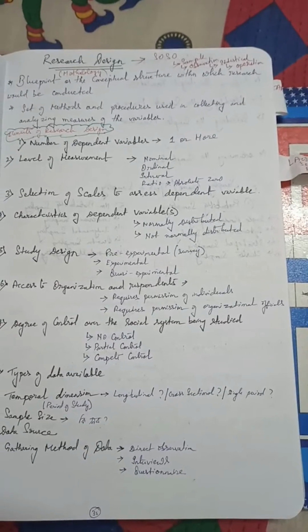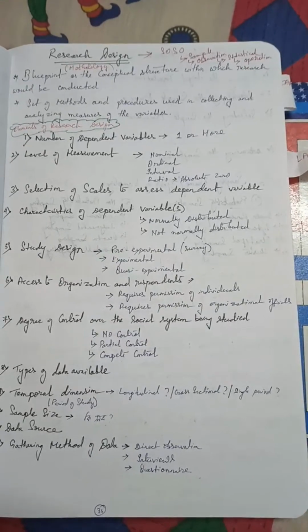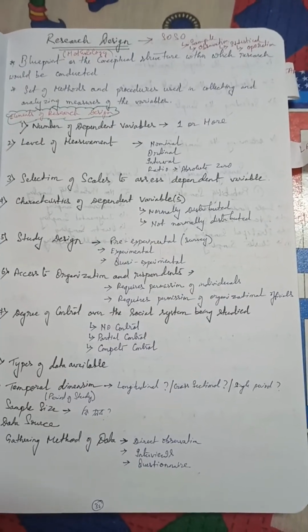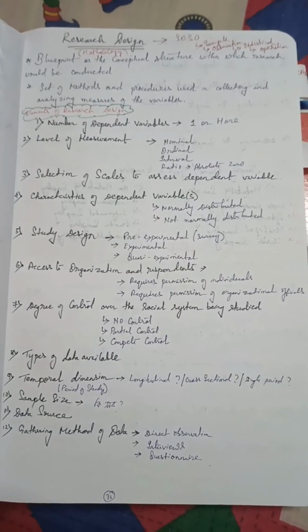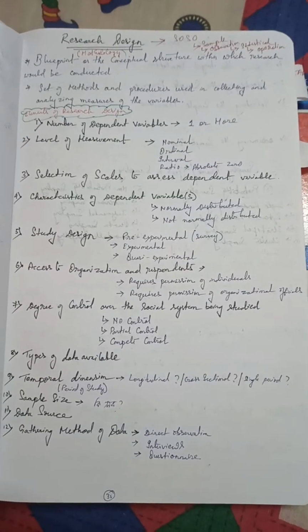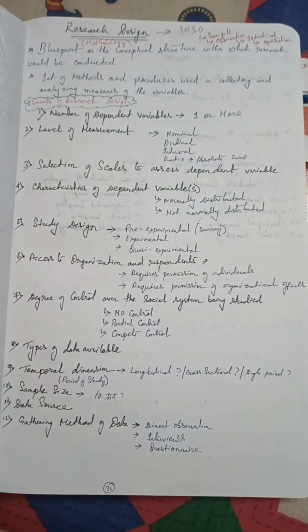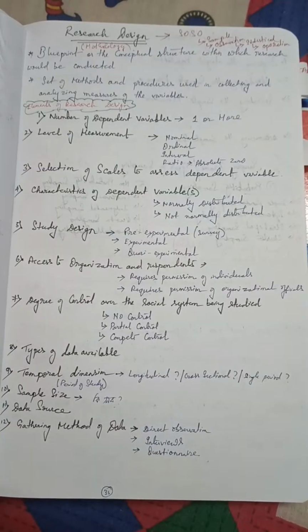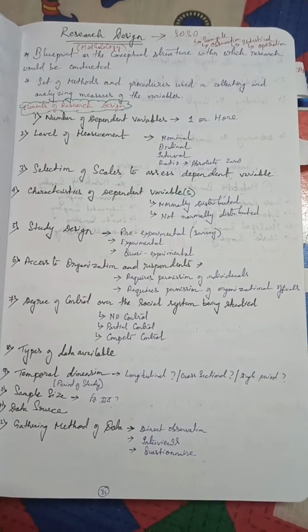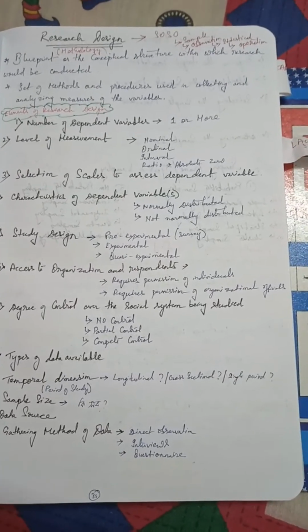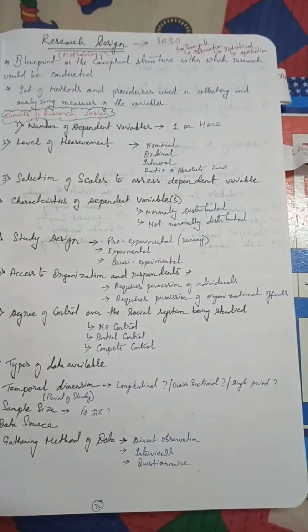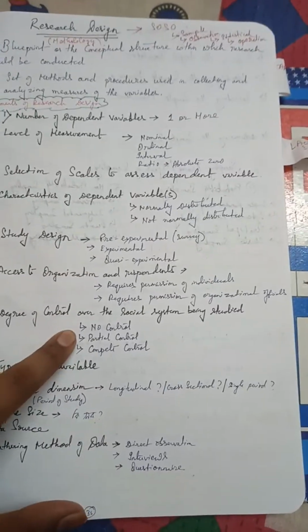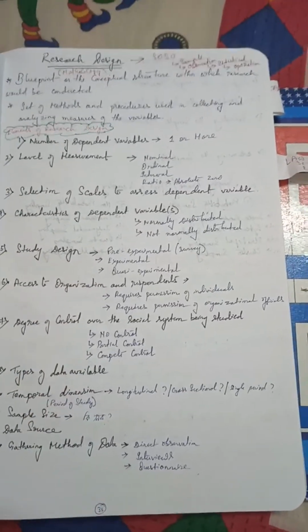Degree of control over the social system being studied. We must know the degree of control over the social system being studied. There are three parts. Number one, no control; number two, partial control; and number three, complete control. First part is no control, second part is partial control, and the third part states complete control.